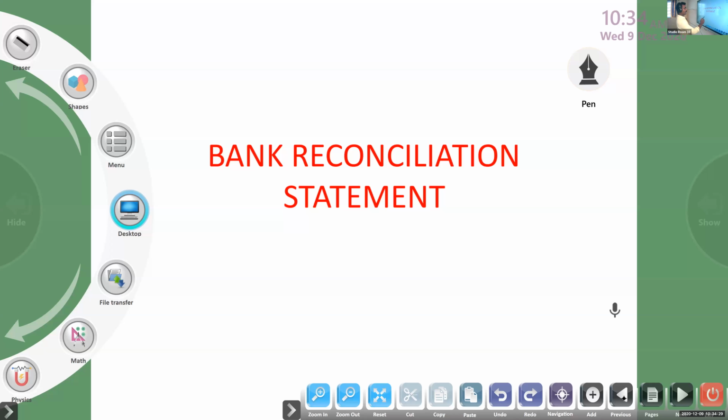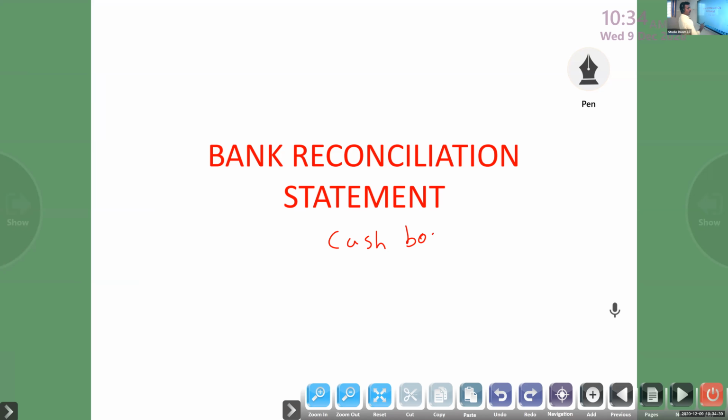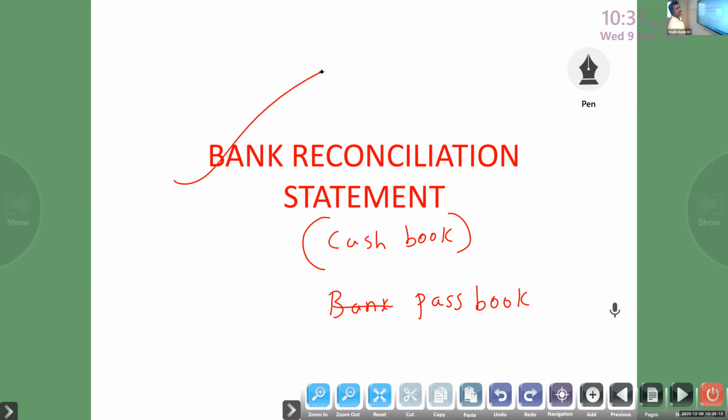So here the problem is not with Shubham Pal and Sharath. Here it means the cash book. We know that we are preparing one double column cash book. Bank transactions we are recording. Banks are preparing, in which book are they recording our entries? In the passbook. If there is any difference between cash book and passbook, there only the bank reconciliation statement will come.